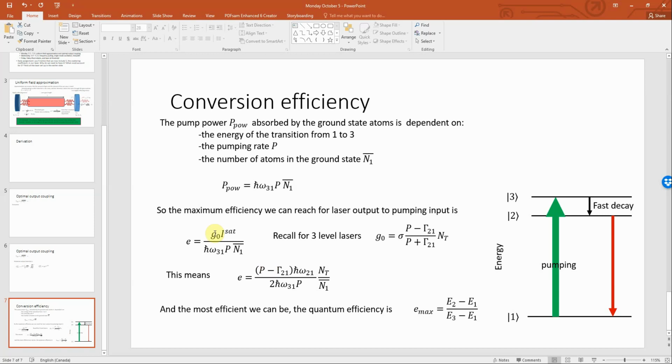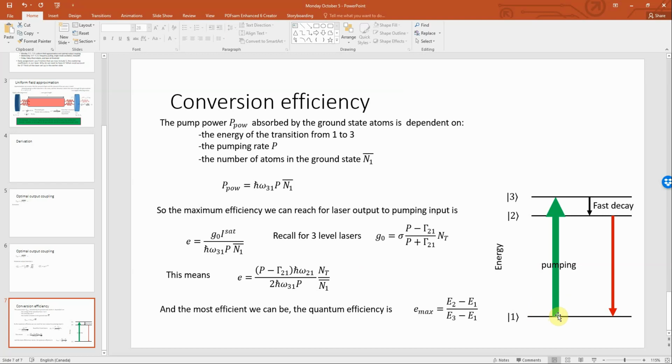So that means that we substitute this definition of our gain into our efficiency equation, and what we get is that the efficiency is going to be the difference of this pumping rate and the spontaneous decay rate times the energy of this transition here, divided by 2 times the energy of this transition here times the pumping rate, and then it's going to be the ratio of all the atoms divided by the number of atoms in the state.